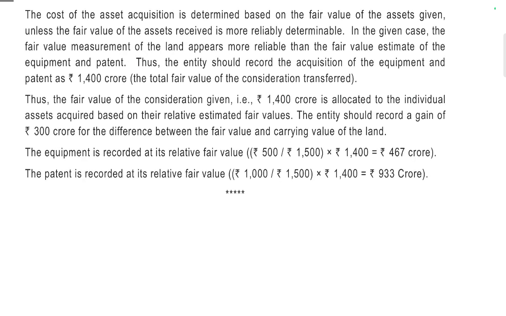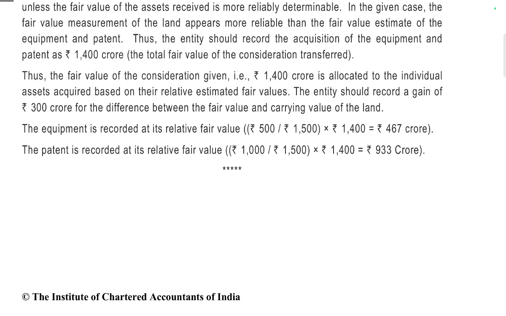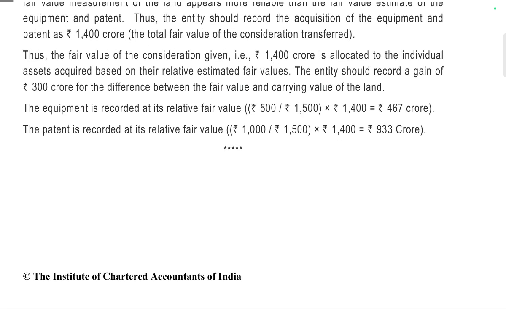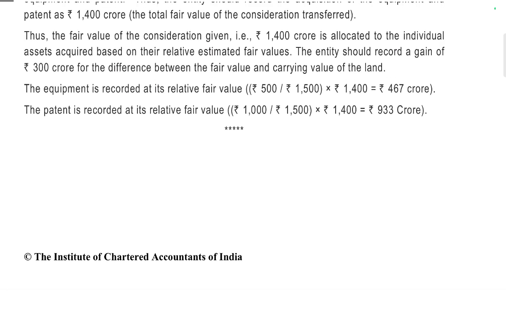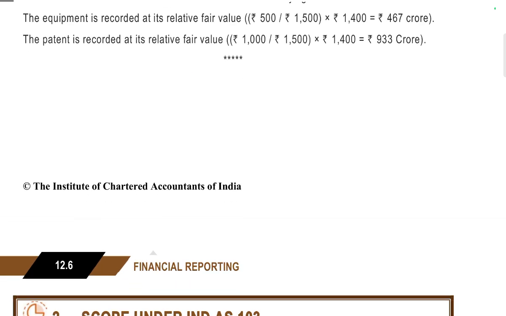The total fair value is allocated to the individual assets acquired on the basis of the relative estimate of fair values. The entity would record a gain of 300 crores, the difference between the fair value and the carrying value of the land. The equipment is recorded at its relative fair value, and the patent is recorded at its relative value.